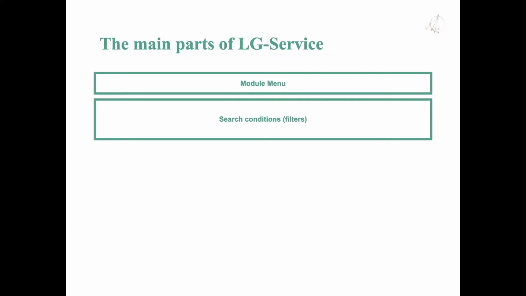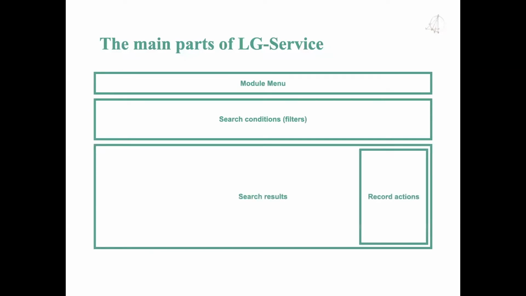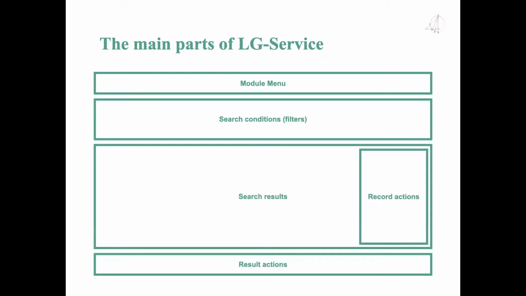Because every module shares the same major elements and design principles, I want to introduce the main parts of LoGaRT service before we go into our first hands-on session. From top to bottom, there are five major elements: module menu, search conditions, search results, record actions, and result actions.